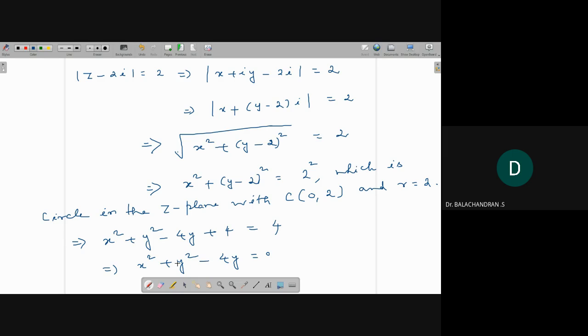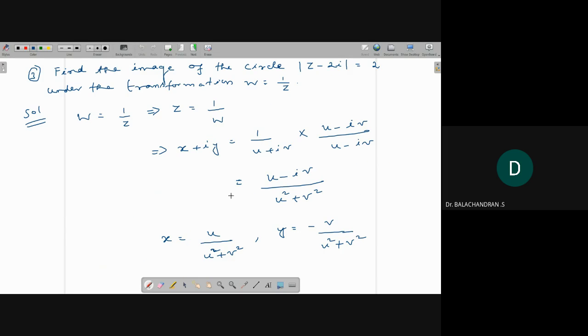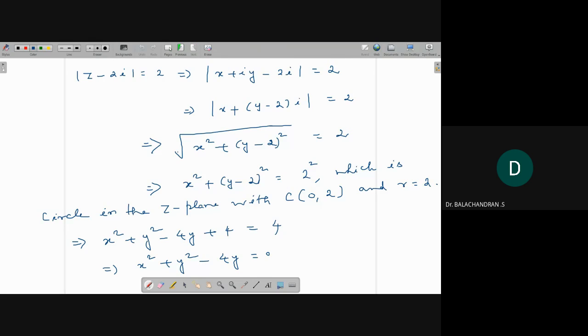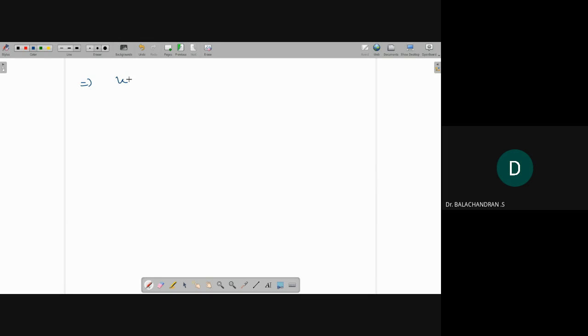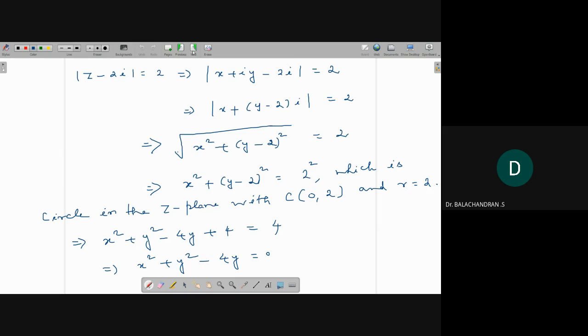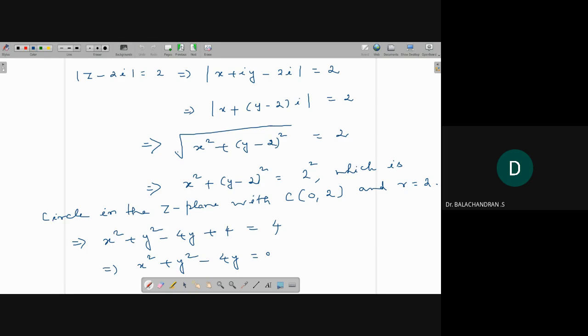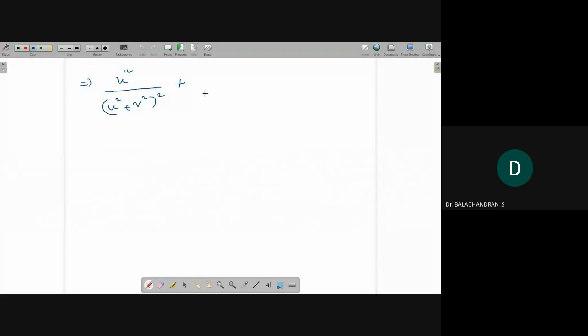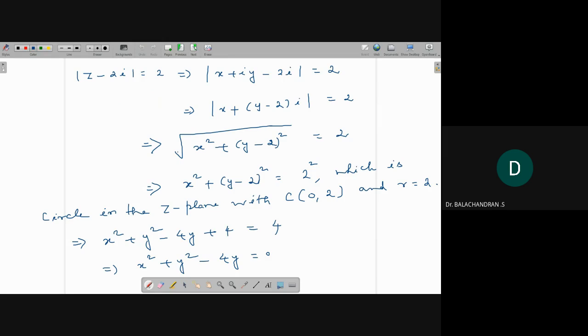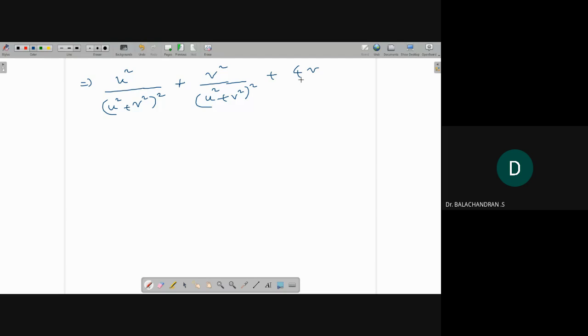Now I am going to substitute the values of x and y in this equation. So x is u by u square plus v square, so u square by u square plus v square whole square, plus y square, where y is minus v by u square plus v square, so v square divided by u square plus v square whole square, and then minus 4y, but y is negative, so that's why plus 4v by u square plus v square equal to 0.